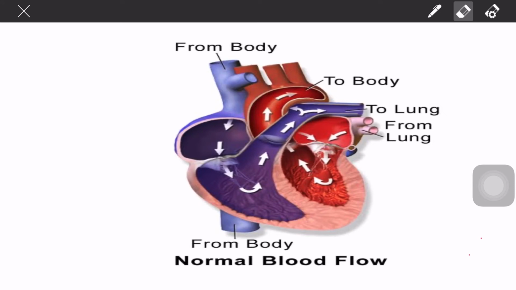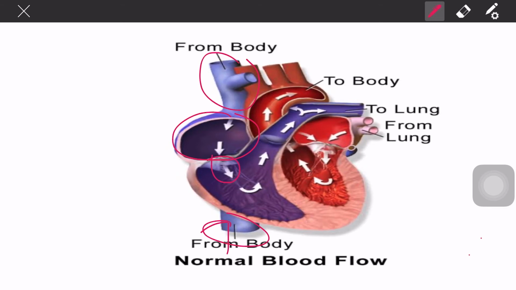Once the blood is deoxygenated, it will repeat the process. So it will enter again to the heart. It will enter from the lower extremities through the inferior vena cava. From the upper extremities, the blood will enter the heart through the superior vena cava. Once the blood is there, it will travel to the first chamber of the heart, which is the right atrium.